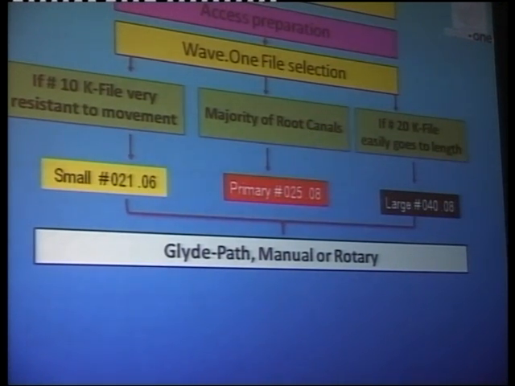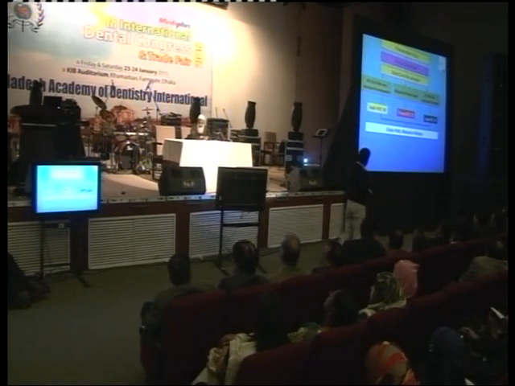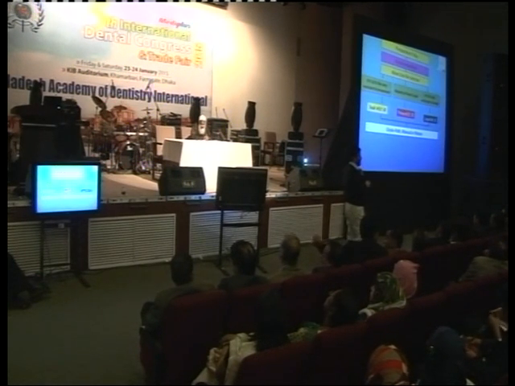Or now, they have supplied another file that is called ProGlide file. That is tip diameter 17. It is the average they have done. It is 17 ISO diameter. And with the manual instrument or the rotary instrument, you can make the glide path. And without making the glide path, you should not use the Wave-1 file.